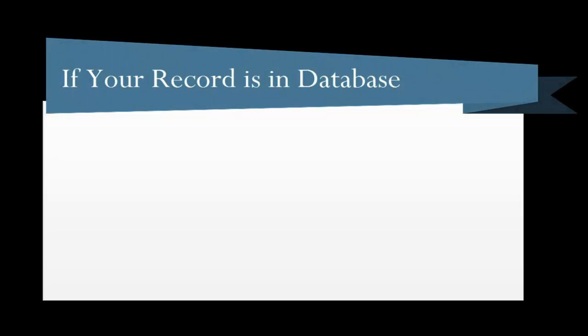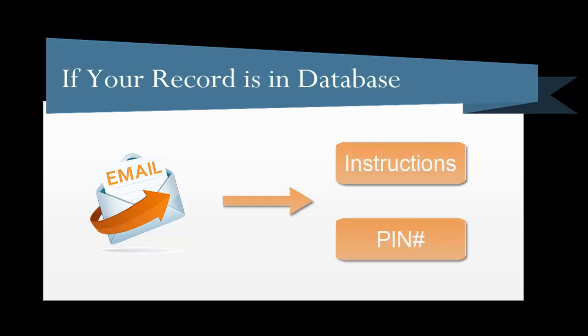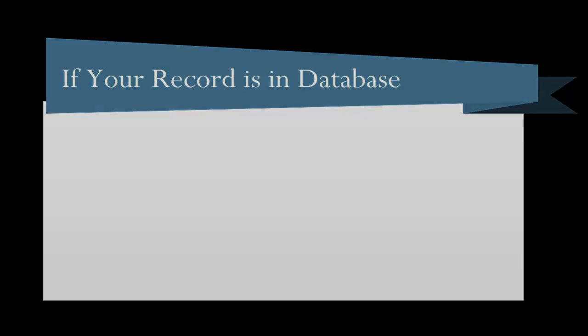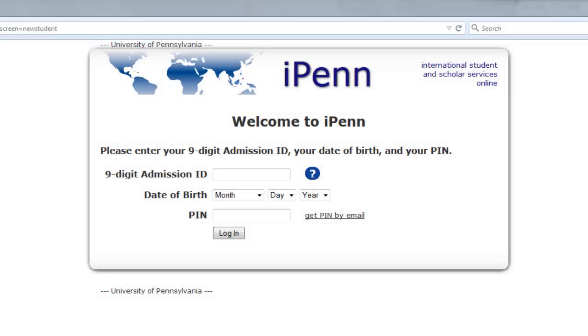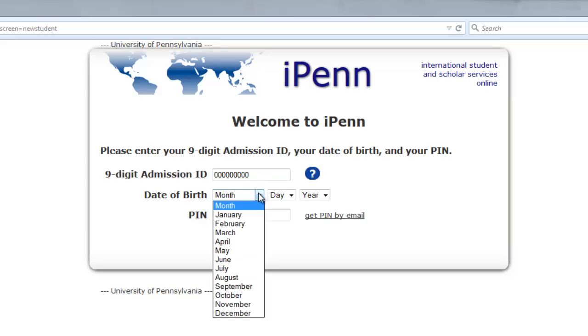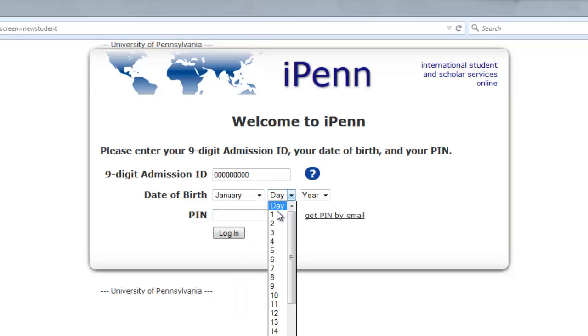If your record has been uploaded to our database, you should have received an email with login instructions and a PIN number. Please keep it handy for login purposes. Now you are at the login page. First, enter your 9-digit admission ID number, which is sent to you by the admission office. If you don't have a 9-digit admission ID, ask your admission office. Then, choose your date of birth, and enter your 6-digit PIN, and click Login.